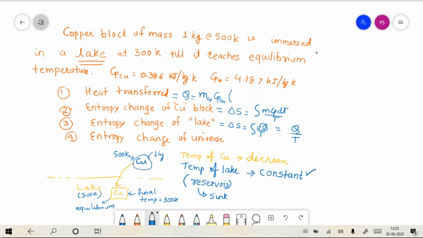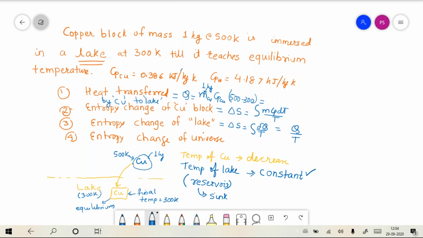However, the lake would gain the heat. How much would be the heat gained by the lake? The heat gained by the lake would be equal to the heat lost by the copper. And how much is the heat transferred by copper to the lake? Heat transferred by copper to the lake would be mass of the copper, Cp of the copper, and temperature difference, 500 minus 300. So the mass of the copper is 1 kg.